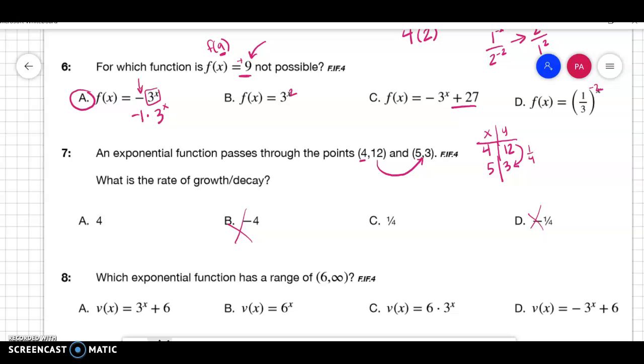In this case, because again, we're talking about the rate of growth, or that multiplier that we're doing. So here it is a decay of 1/4.